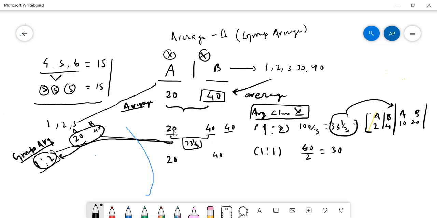So next I have taken the number of students as 1:1. So A has one student and B also has one student. So the average will always come as 30. So what you can easily see here is, if there are equal numbers of students in the groups, the average lies in just the center of these two numbers, 20 and 40. The group average lies at 30.